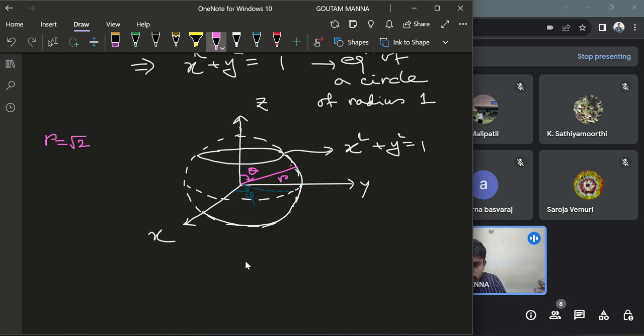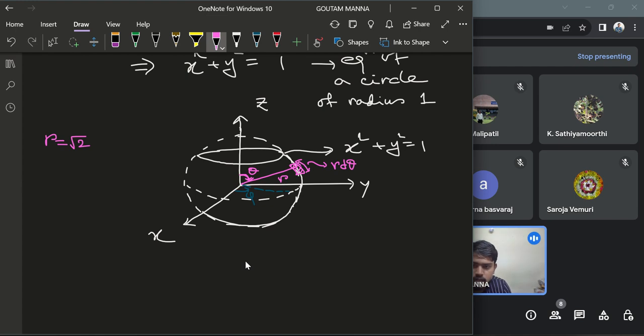So for example, assume a small surface element here on the sphere. Now how will the surface element be formed? At constant r, if you move by theta, so this is the theta, then at this r it will cover a length of r d theta. So if you move d theta amount of angle, here it will cover a length of r d theta.